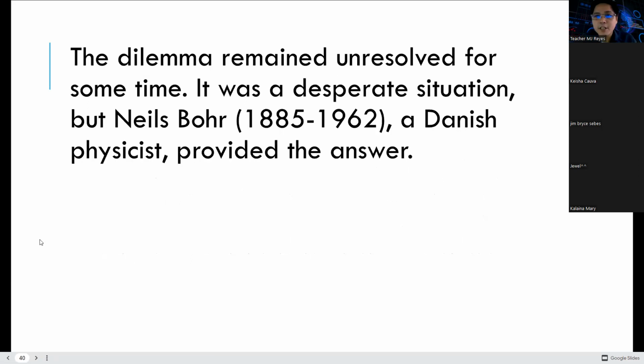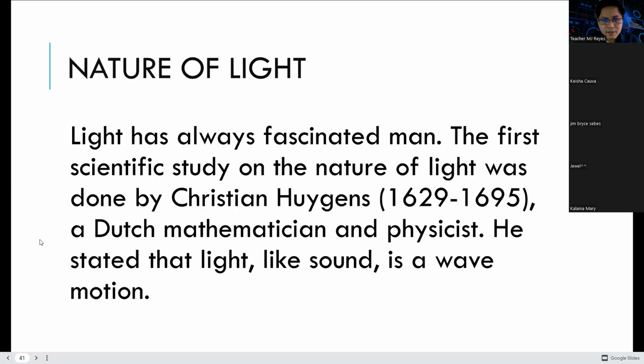The dilemma remained unsolved for some time. It was a desperate situation, but Niels Bohr, 1885 to 1962, a Danish physicist, provided the answer. How did Niels Bohr answer this dilemma? Let's take a look at this. The nature of light. Let's tackle first some bits of information, and let's find out how Niels Bohr answered those dilemmas.